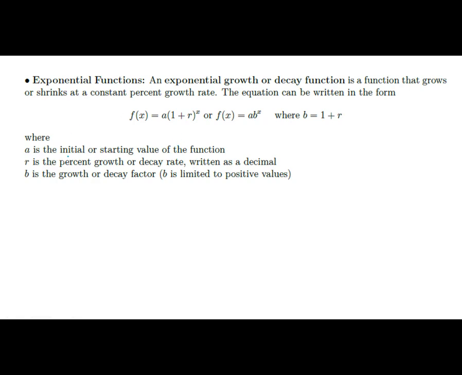A we'll refer to as the initial or the starting point, right? Remember in the last slide, we started with just a piece of paper, the thickness of a piece of paper. In other words, when our exponent was 0, that was the number our function was equal to. And then we call B the growth or decay factor. Okay, so r is the percentage growth or decay rate, and B is the growth or decay factor, what we're actually multiplying by over and over. And just a little note here, we're only going to do positive values for B.